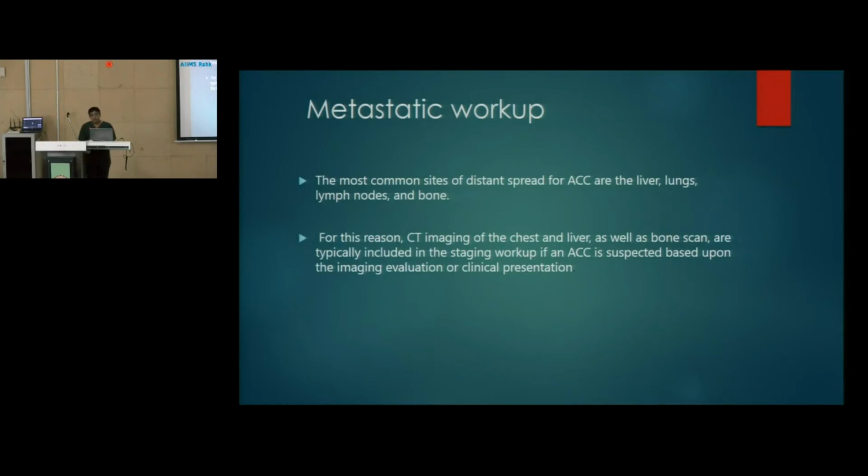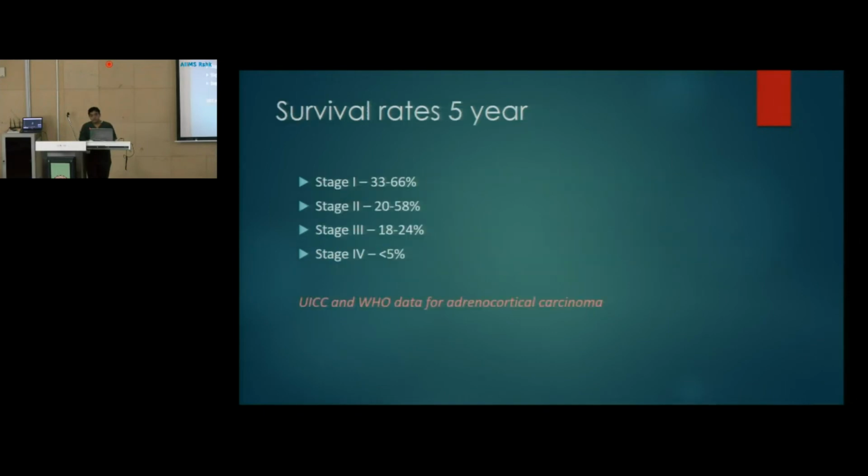Regarding the metastatic workup, the most common sites for distant spread of adrenocortical carcinoma are lung, liver, lymph nodes and bones. For this reason, CT imaging of the chest and liver as well as bone scan are typically included in the staging workup if an adrenocortical carcinoma is suspected based upon the initial evaluation and presentation.